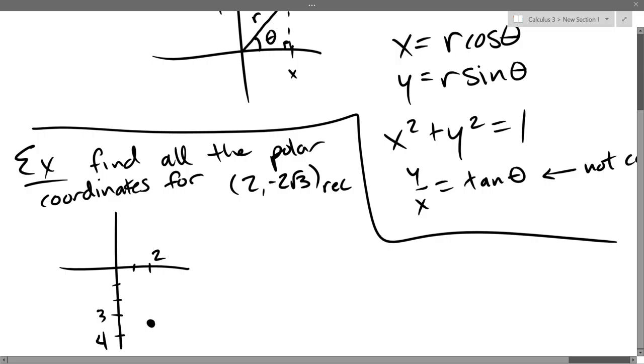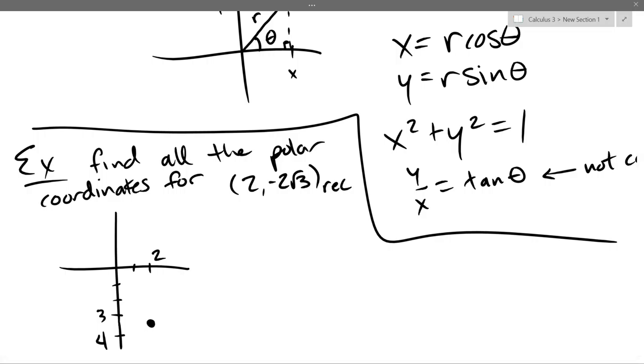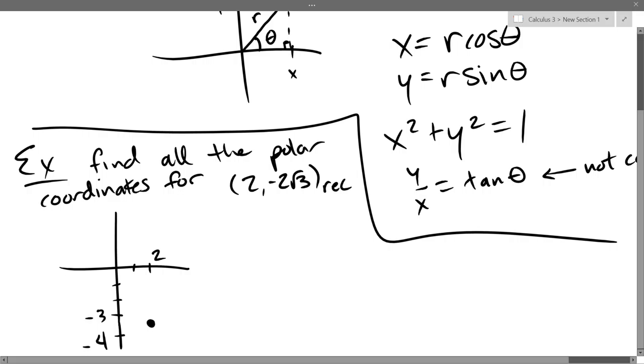So there is our rectangular coordinate right there, a rectangular point. So any questions on, there should be negative. Any questions on this graph right here before we get our polar coordinates from this?